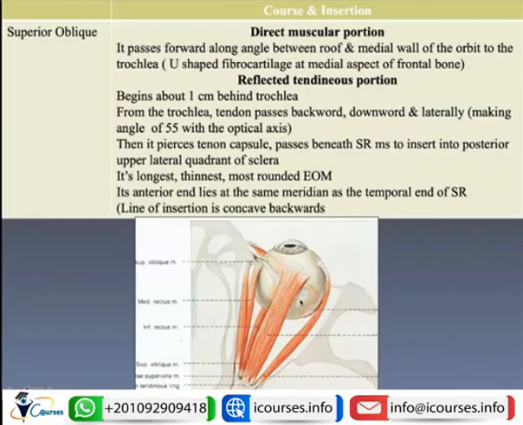Other specific features regarding the superior oblique muscle: it is the longest extraocular muscle, and it is the thinnest, and it is the most rounded. So if you cut this muscle, you will find that the cut section is round or circular. The anterior end lies at the same meridian of the temporal end of the superior rectus muscle. So here is the anterior end, and this is the temporal axis of the superior rectus muscle.